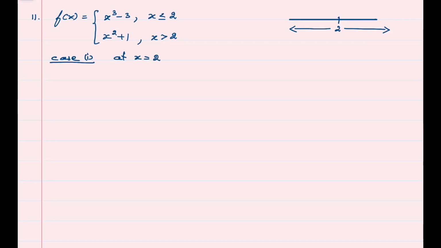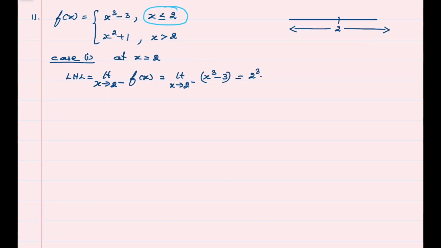We need to do LHL RHL because we have less than 2 and greater than 2 definitions. LHL is equal to limit extending to 2 minus f of x. For 2 minus we will use x less than or equal to 2 definition. Limit extending to 2 minus f of x is x cube minus 3, which is a polynomial. Directly we will substitute the limit value. 2 cube minus 3, 8 minus 3, which is 5.